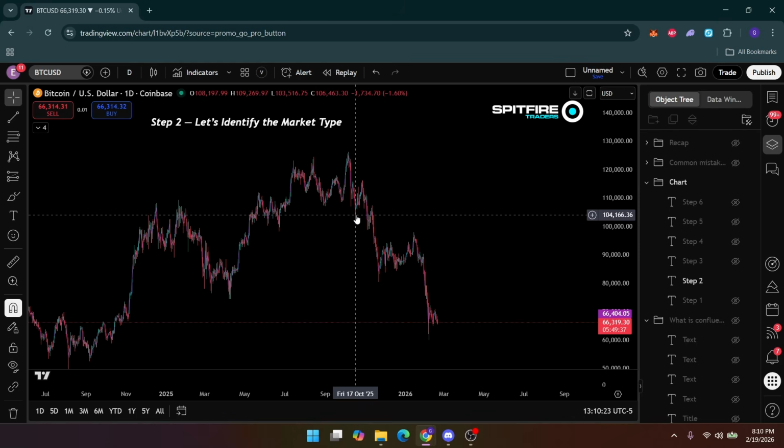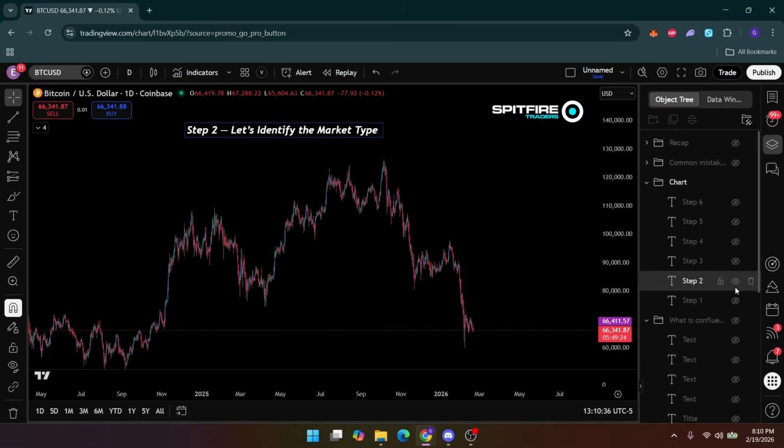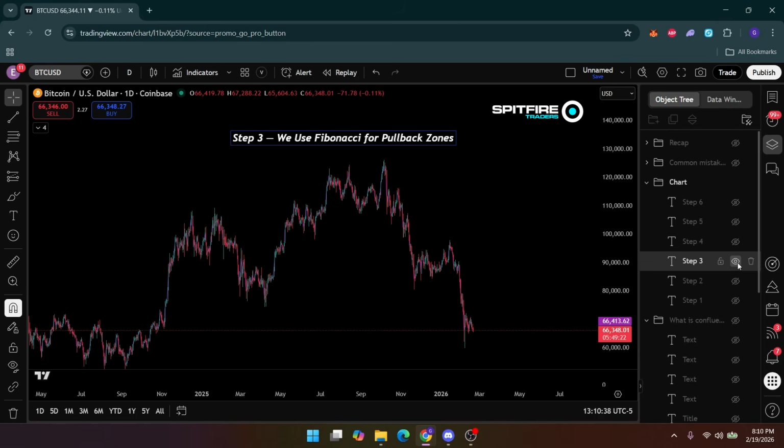But every downtrend will eventually find its support. So we need to find our support zone for a potential bounce, and we also need to find our resistance zones that might continue to keep price in a downtrend. For that, we go to step number 3. We use Fibonacci for pullback zones.